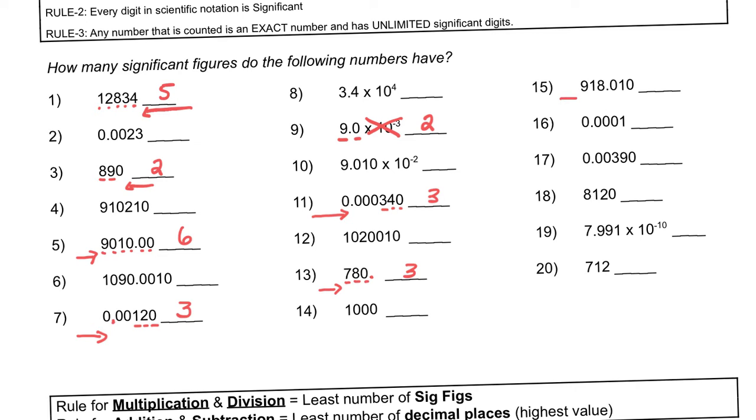15, decimal is present, start from this side. First non-zero number, 1, 2, 3, 4, 5, 6. 17, decimal is present, so I'm going to go from this side. 3 is my first non-zero number. I count until I run out. This will have 3. Number 19 is scientific notation. So again, I'm going to ignore this and count how many numbers there are, and there are 4.